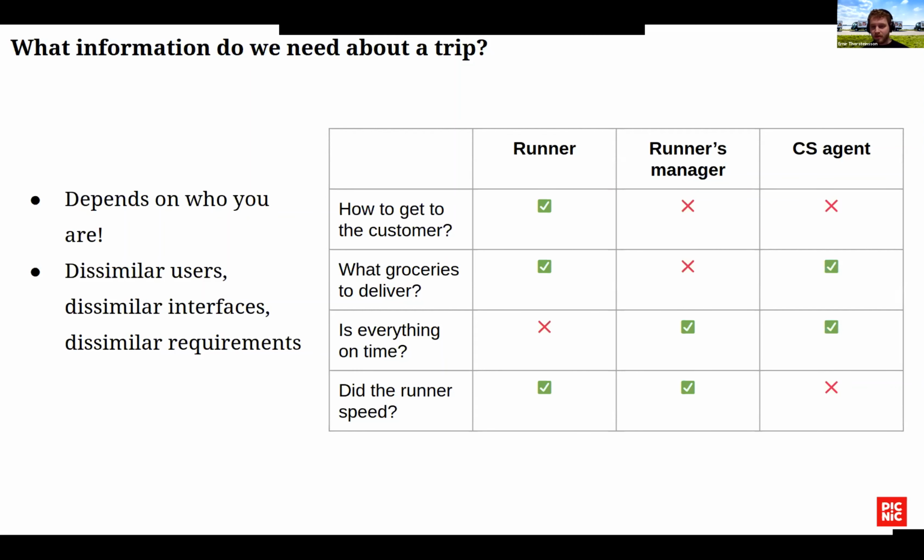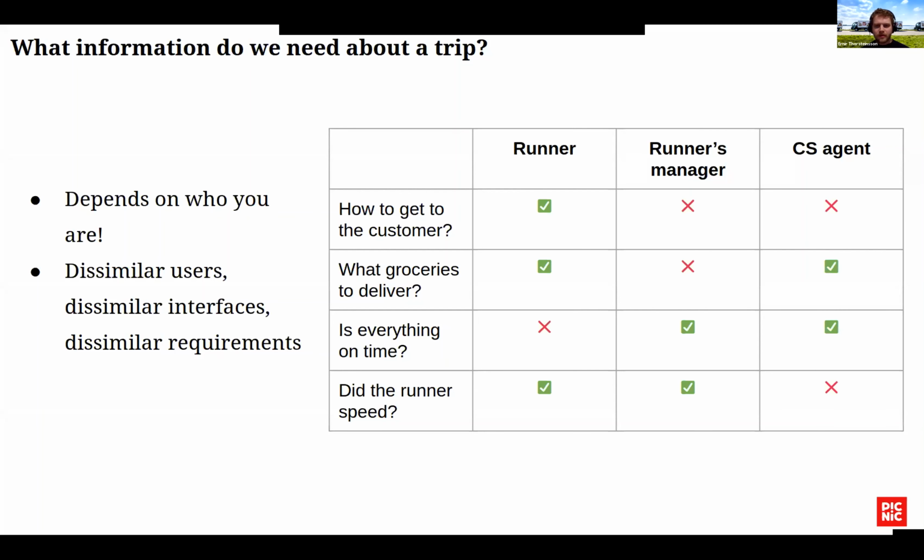And another group of people, aside from the runner themselves and their immediate manager, is the customer success agent who will likely need to deal with questions from customers. They will need to be able to tell what is in a delivery, was everything correctly placed, is everything on time, but they don't care about routes. So fundamentally, the problem that we were dealing with is that we have this big concept of a trip, but people are actually interested in very, very different parts of it, and there is no real overlapping, there's no real one view we can define for this.